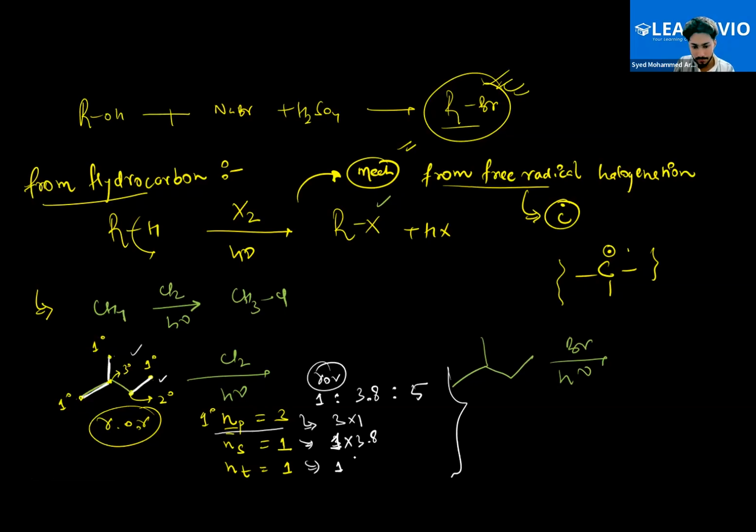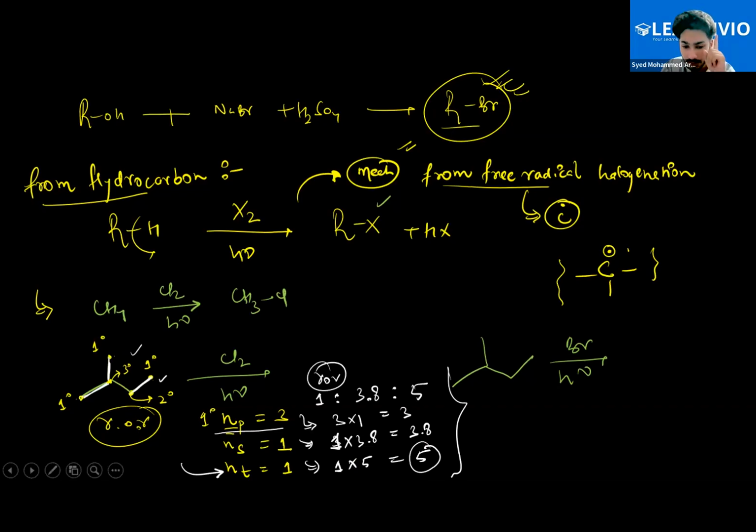1 multiplied by 5. So here, what we will get? 3.8. And here, what you will get? 5. So what is bigger? 5 is bigger. That means at the tertiary position, where your 3 degrees is.